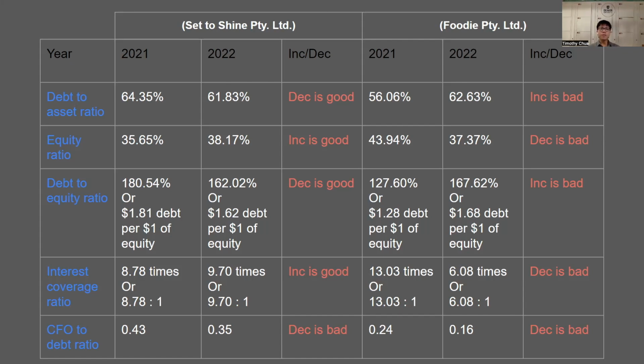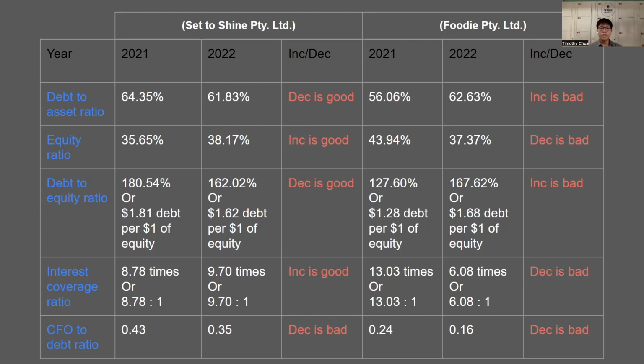Another metric to consider is the CFO to debt ratio, which shows how much cash a company generates from its operations to pay off its debt. Set to Shine has a higher ratio than Foodie, indicating that it is better positioned to pay off its debts using internally generated cash.